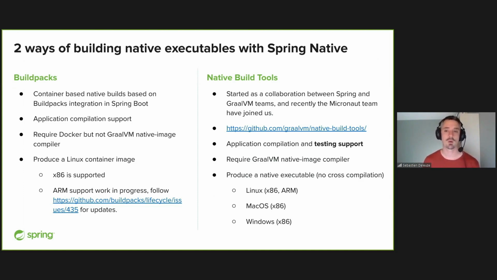It's Maven and Gradle plugins that allow you to compile your application using a locally installed native image compiler, and it also provides native testing support, which is super important. It produces a native executable of the same architecture as your OS. So if you are on Linux, it will produce a Linux executable, same for macOS and Windows. No cross-compilation is supported, but if you need cross-compilation, buildpack support and the future ARM support may be an answer to that question.